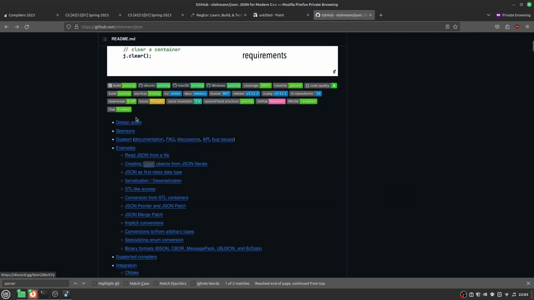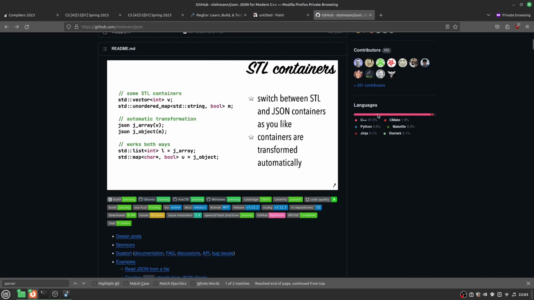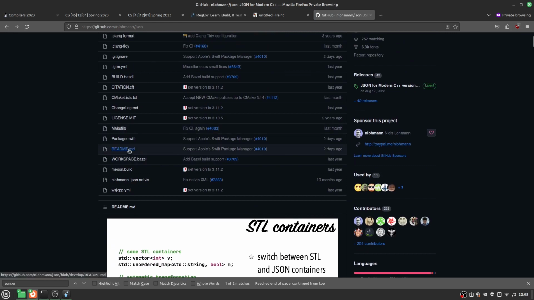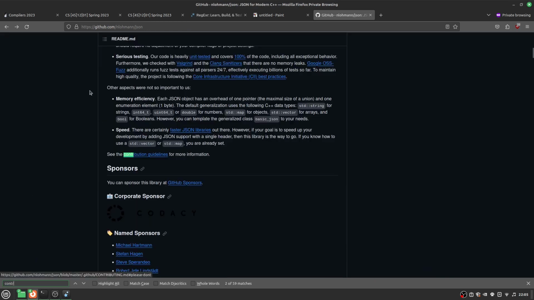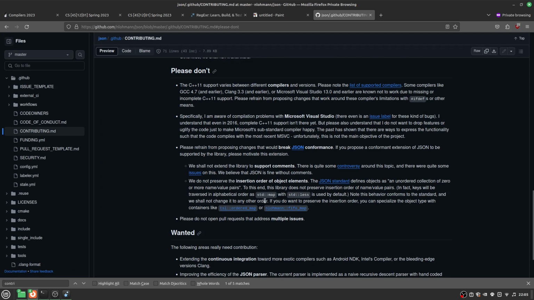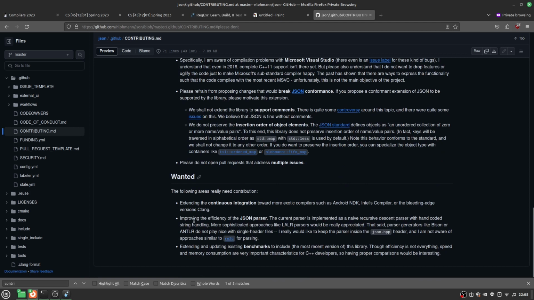I'll have to look more into this. Oh, where was it? I know it was this. It wasn't the README. Was there a contributing document? Here you go. Contribution guidelines. Here we go. Yeah, so wanted: improving the efficiency of the JSON parser. The current parser is implemented as a naive recursive descent parser with hand-coded string handling. More sophisticated approaches like LALR parsers would really be appreciated.